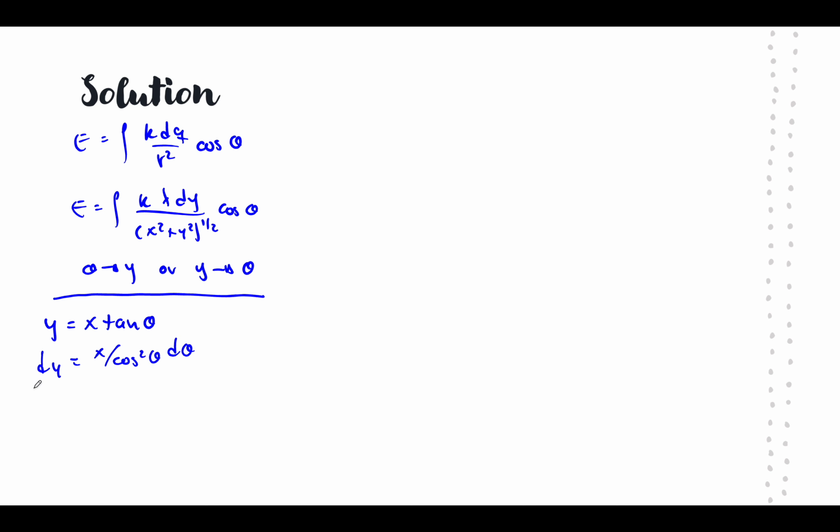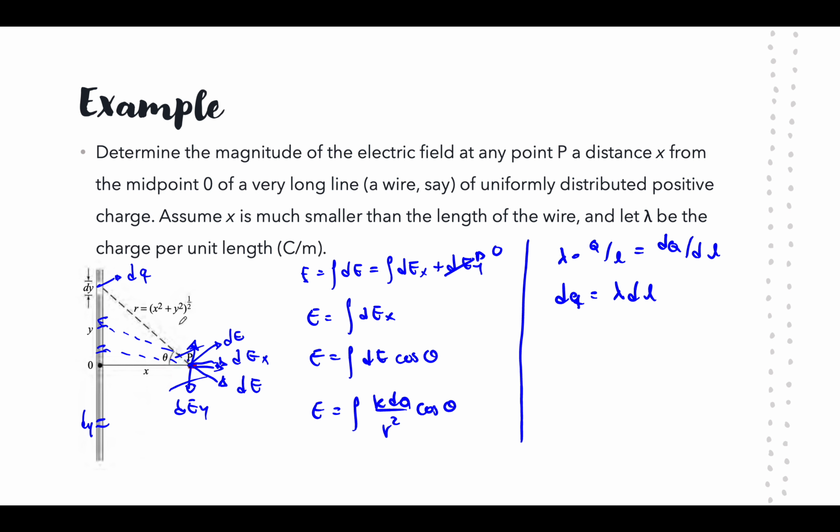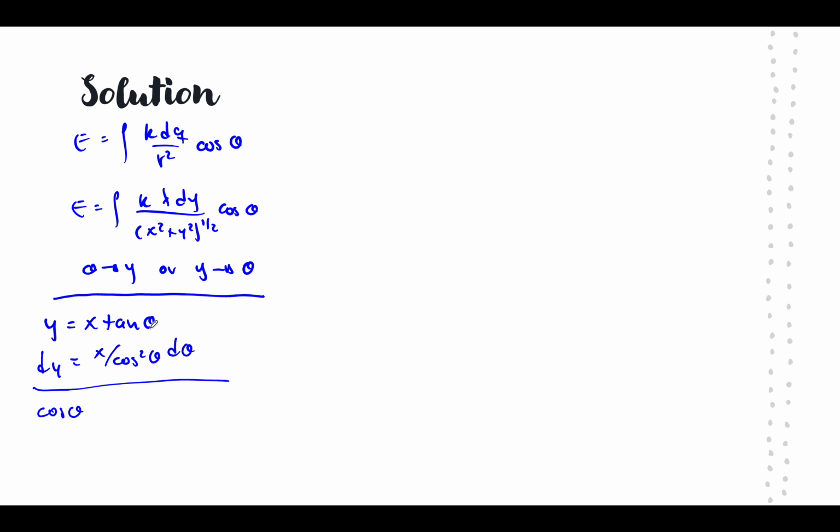And I also know that cosine theta is going to be equal to adjacent x over r. So cosine theta is going to be equal to x over r, which means that r is going to be equal to x over cosine theta, which means that r squared is going to be equal to x squared over cosine squared theta. Right?